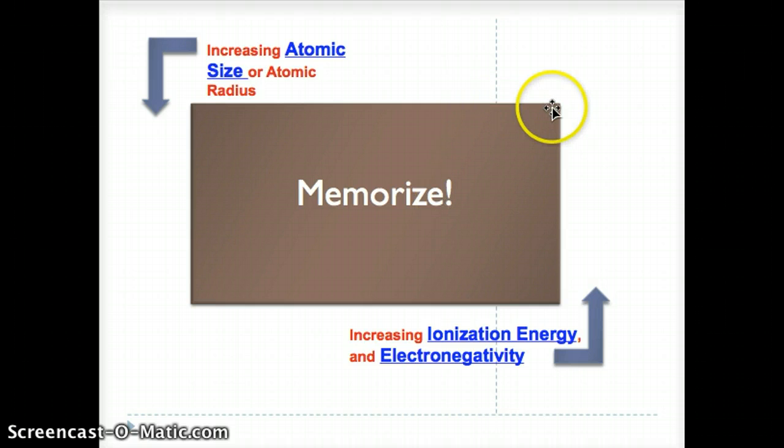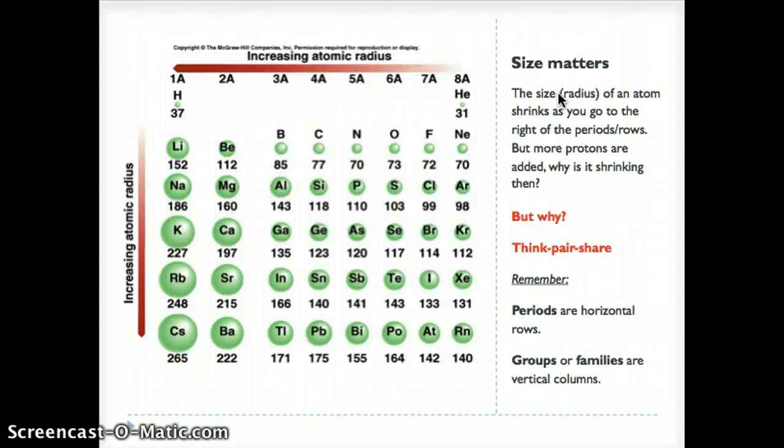As you move from the right side to the left side, the atomic size gets bigger. The size of the atom gets bigger as you move from the right to the left, and from top to bottom, the size of the atom goes up. As you move to the right of the periodic table and up the periodic table, ionization energy and electronegativity goes up. And we'll talk more about that in a bit.